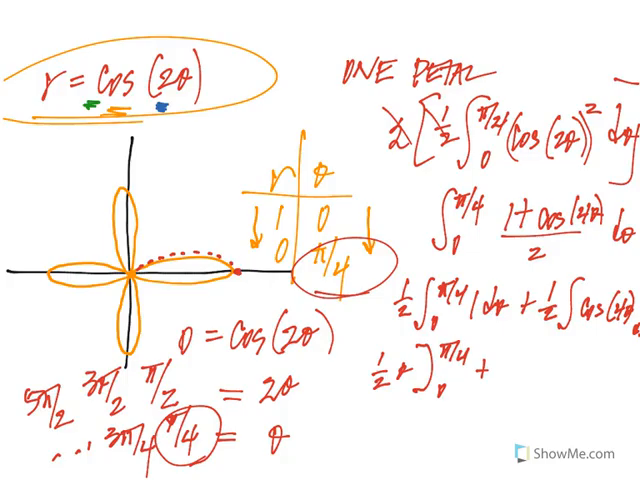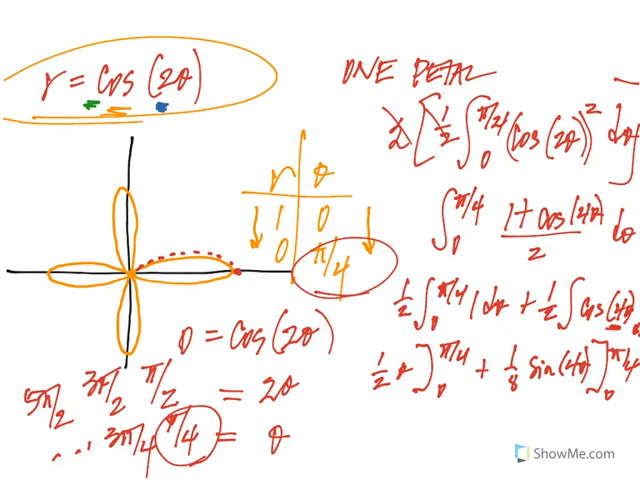And the second one, I'm going to use u substitution. My u is going to be 4 theta, du is 4 d theta. Bring the 4 over to the other side. That is 1/8 the sine of 4 theta, going from 0 to pi over 4. I'll leave the evaluation up to you. That actually will give you the area inside one of those petals.